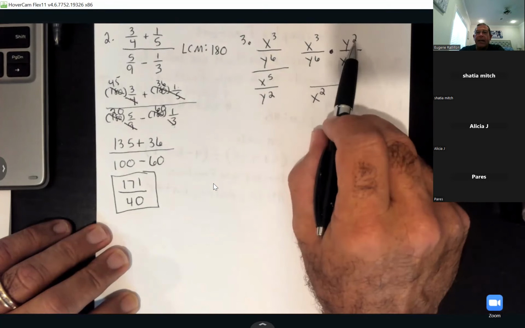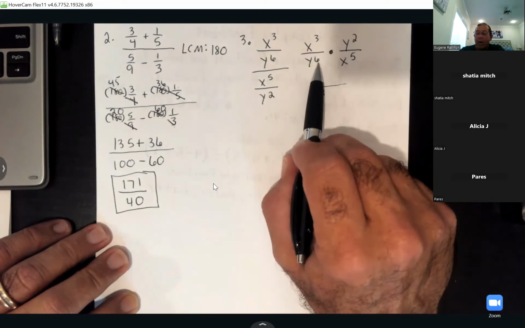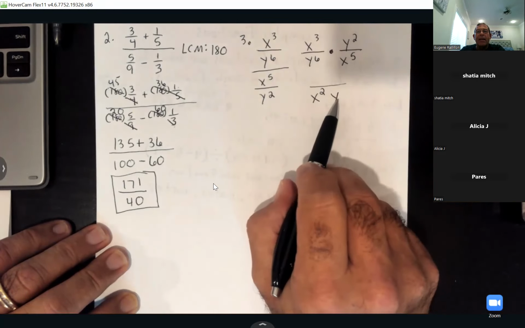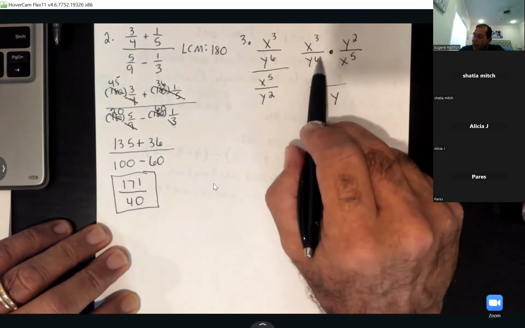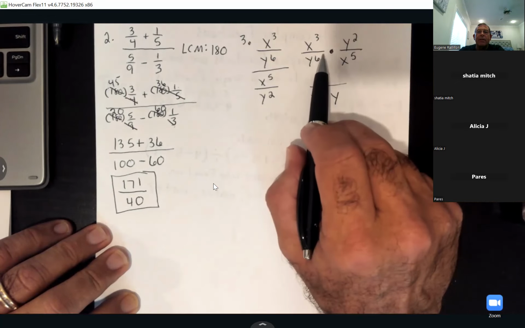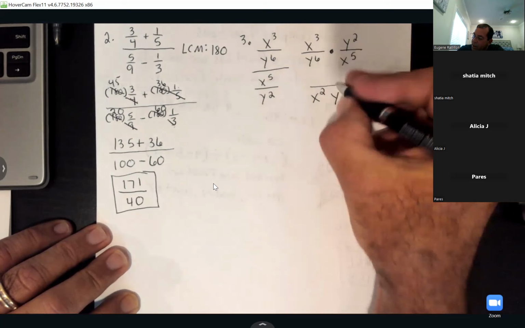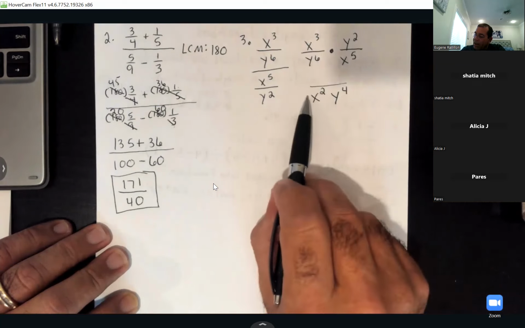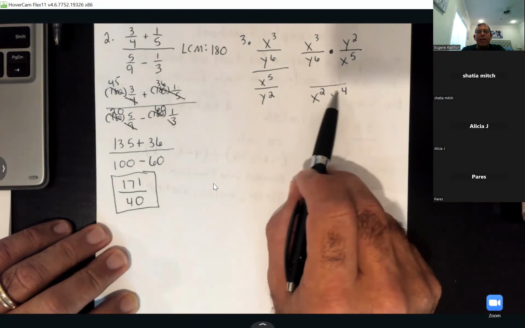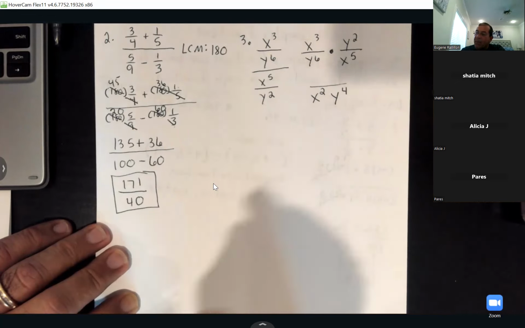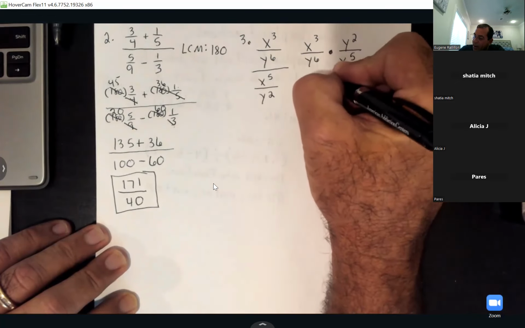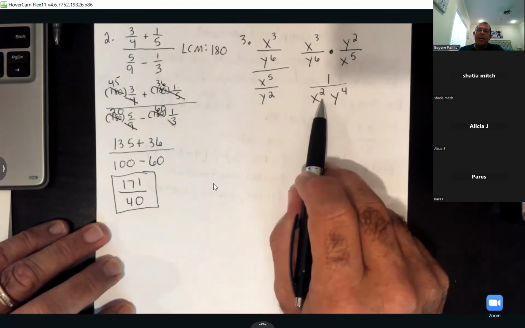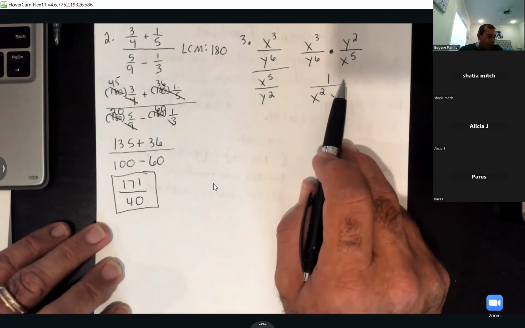Now look at the y's. I got a y squared on top and a y to the 6th on the bottom. The y's are bigger in the bottom, so they will stay in the denominator. And then we're just going to subtract exponents. 6 minus 2 leaves me 4. So that's going to leave me a y to the 4th in the denominator. Now, since both of these variables ended up in the denominator, that means in the numerator, we have to have a 1. So if all the variables end up in the denominator, y'all, you need a 1 on top.